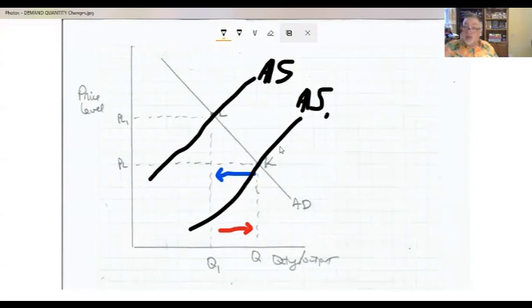But the point in which AS and AD meet, that's called an equilibrium point. It's a short run equilibrium. That is the moment in time when the economy is where the economy is operating. Again, it's not the moment in time for each product or each service. It is the moment of time for the entire economy, the aggregate.